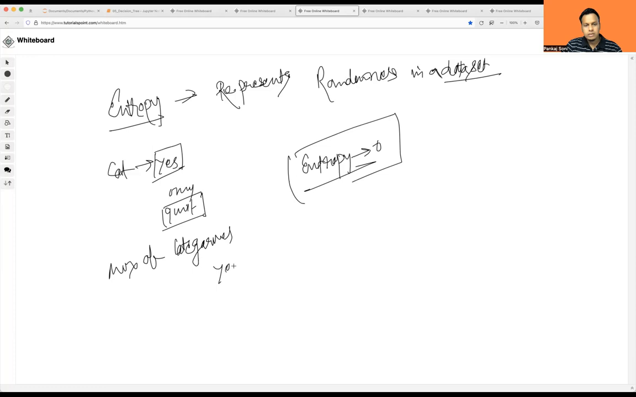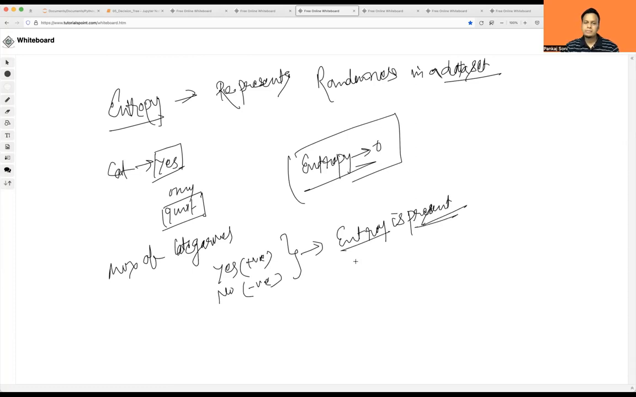Okay, yes is also there, no is also there. You can say, let's say, positive and negative. So when you have a mix of both, we have some entropy. Entropy is present, or we can say randomness in the data is also present. That's what your entropy is.